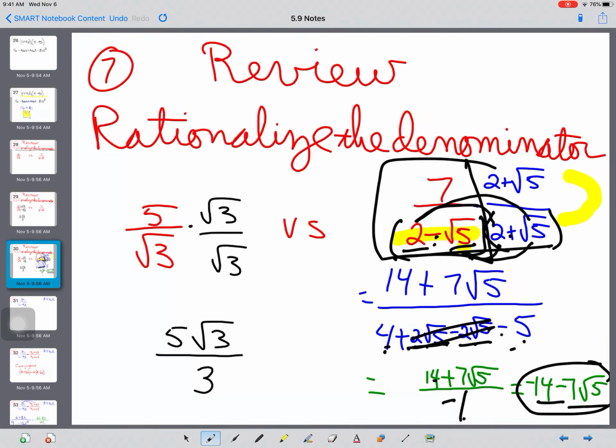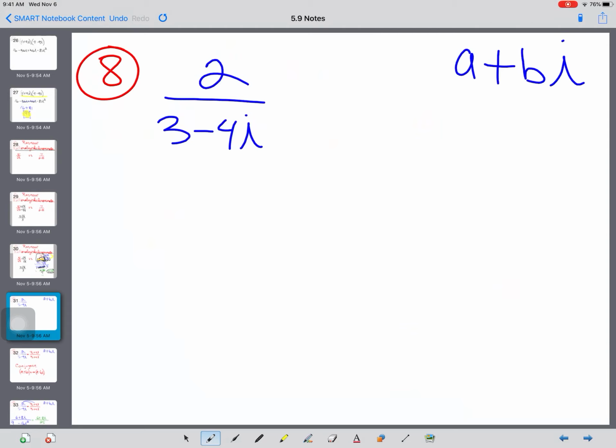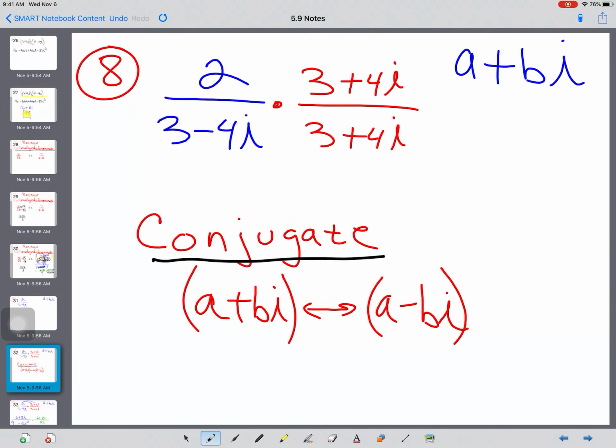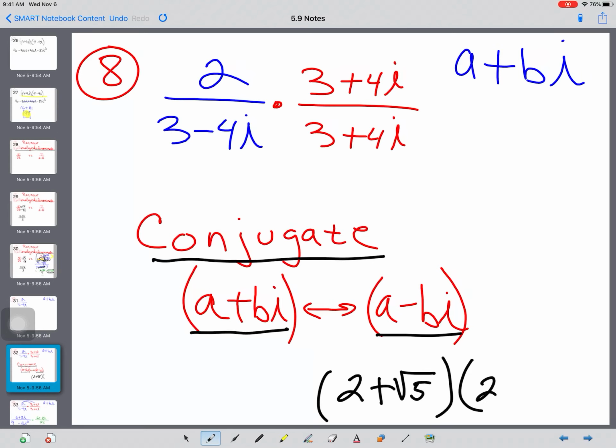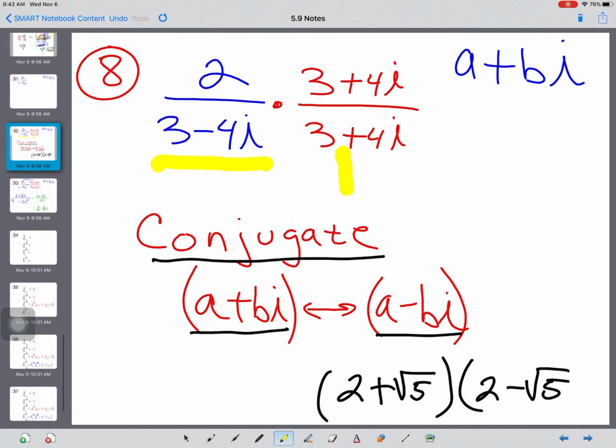So how does that work with complex numbers? We're going to use the idea of the conjugate. The conjugate of a plus bi is a minus bi. Just like a minute ago when I had 2 plus the square root of 5, I multiplied it times 2 minus the square root of 5. Well, that's what's going to happen here. I have 3 plus 4i in the denominator. I'm going to multiply it by 3 minus 4i. And look what happens when I FOIL that all together.